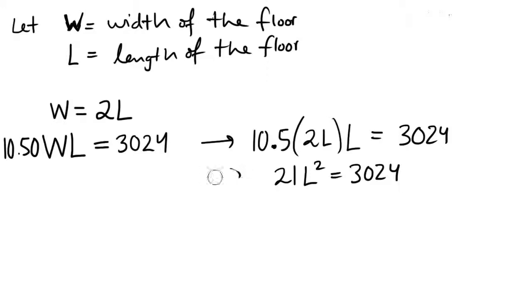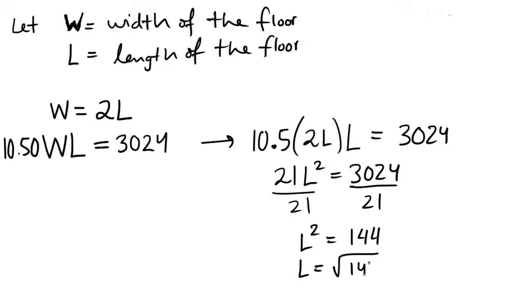And let's divide both sides by 21. What is 3,024 divided by 21? 144. So L squared is 144. And therefore L is equal to the root of 144. And the root of 144, that's a nice number. It's 12, right? So the length is going to be 12 meters.